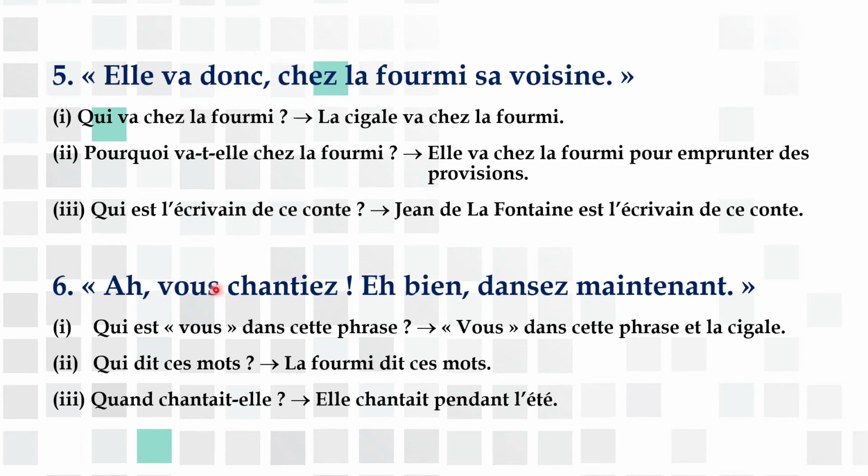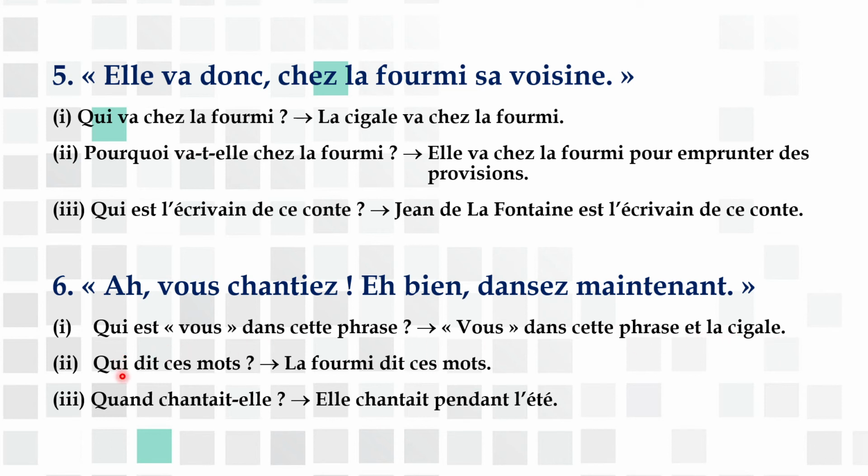Next: Vous chantiez? Eh bien, dansez maintenant. Oh, you were singing. Okay, now time to dance. So, qui est vous dans cette phrase? Where is the vous? So, who is the vous in the sentence? The vous is the cigale. Vous dans cette phrase est la cigale. Please excuse me, there's a spelling mistake here. It is est. Vous dans cette phrase est la cigale.